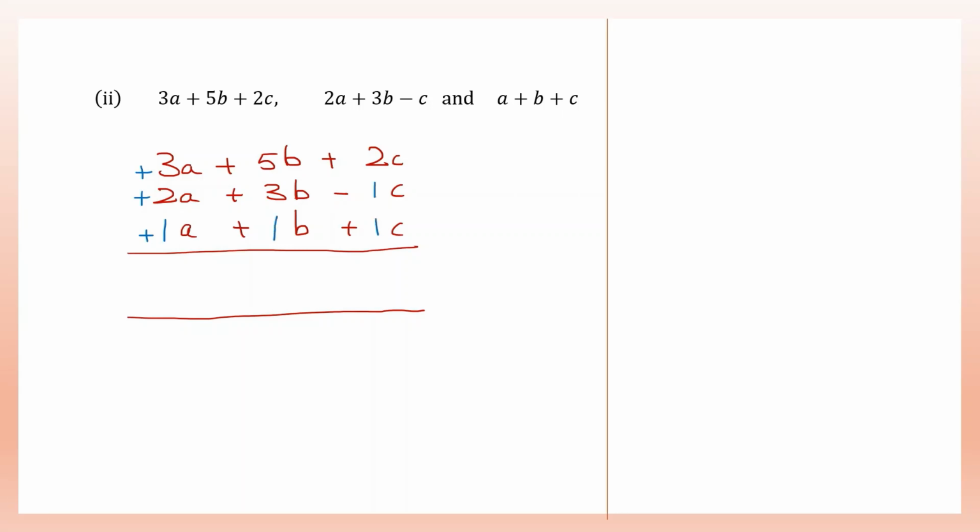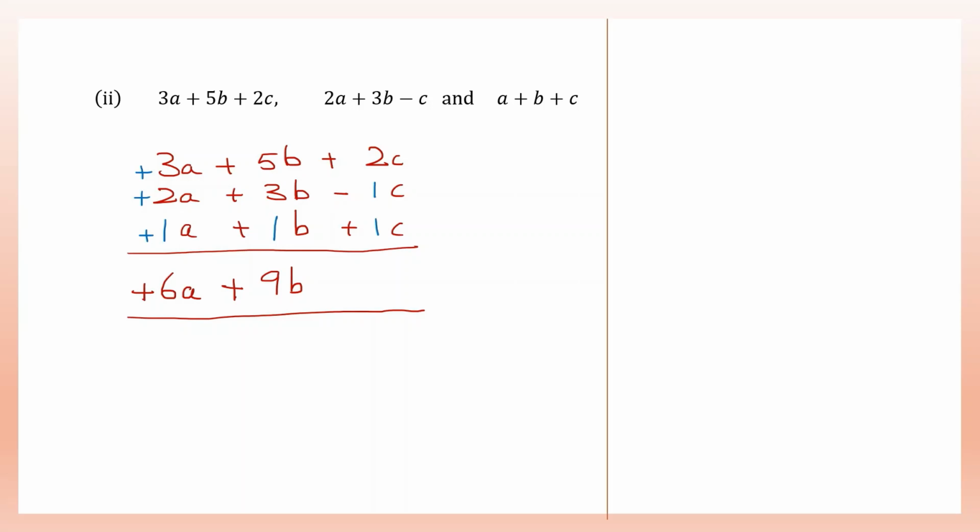Now let me start. Let me take all the a's. Now if you look, children, the signs are all the same. So I can do it here itself. Since signs are all the same, I put the same sign and I add. 3 plus 2 is 5. 5 plus 1 is 6. A. Let me go to the B section. Here also all the signs are plus. So let me put the same sign and add. 5 plus 3 is 8 plus 1 is 9. 9b. Next one, signs are different.